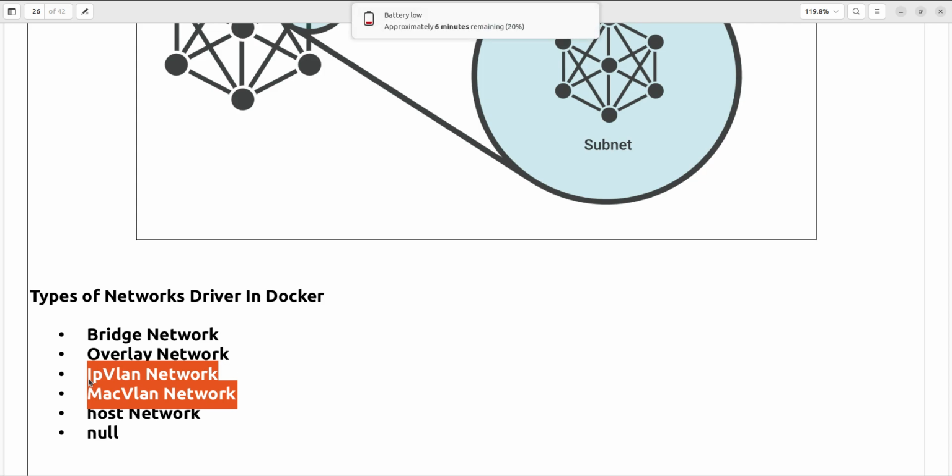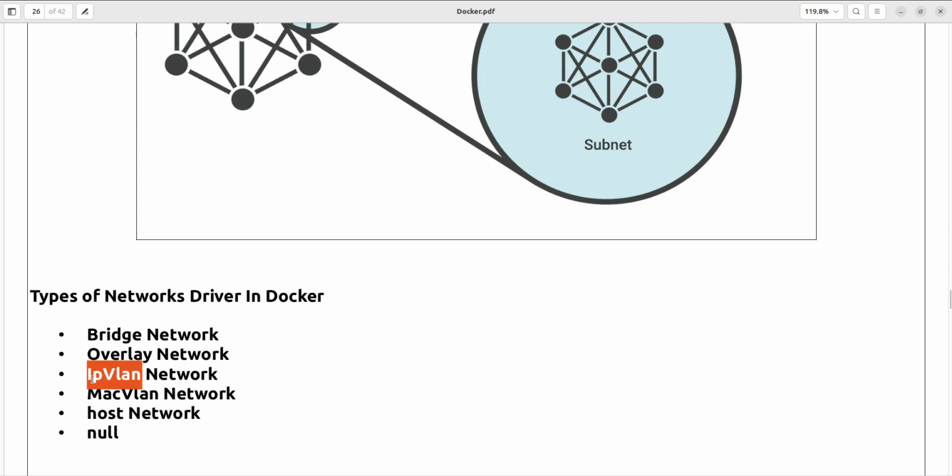So in that case, you need to communicate with that application without installing Docker or anything else on that machine, because you don't want to do that. For that purpose, you have to use IP VLAN or MAC VLAN. MAC VLAN will use the MAC address of the host machine, but IP VLAN will use the IP address of the host machine. But we will not see this one because it is deprecated and no one is using it.